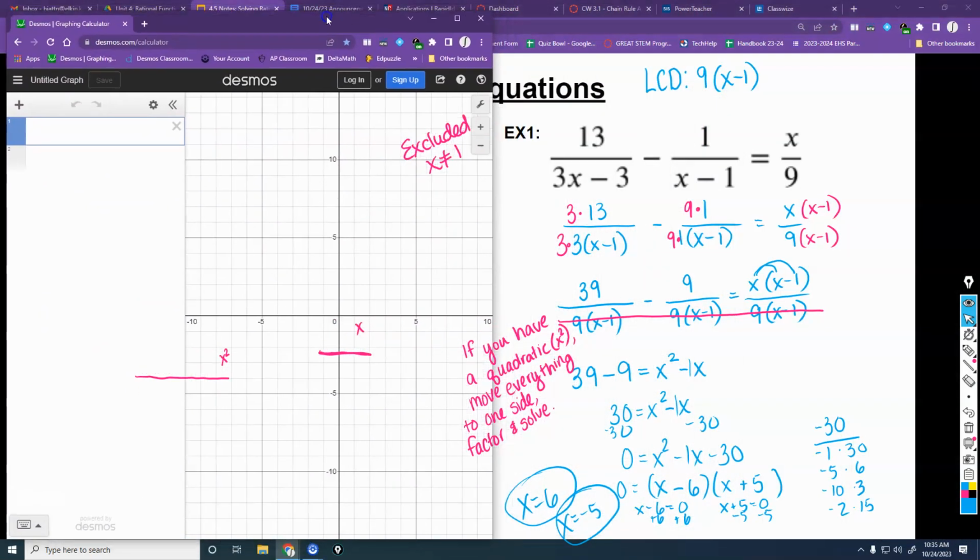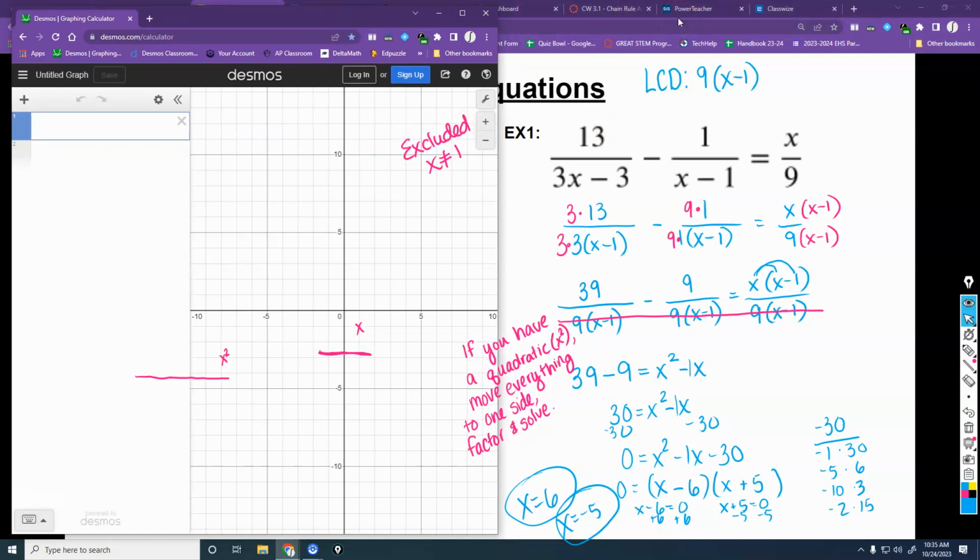All right, so I want everybody to do this with me to make sure you know how to do this, because if you don't know how to solve these equations, you can at least do some of them on Desmos, all right? So this is the same for all functions that you're going to do, right? Any equation that you're going to solve, whether it has fractions or not, you can put the left side of the equation in the first line. So you're going to do y equals 13 over 3x minus 3 minus 1 over x minus 1. Okay, it'll graph something. That's the left side.